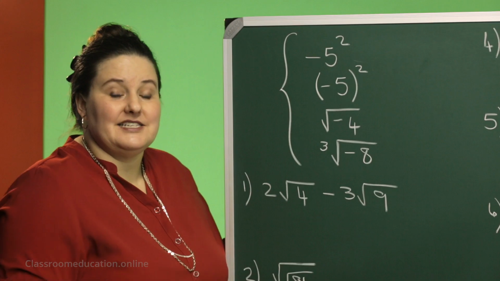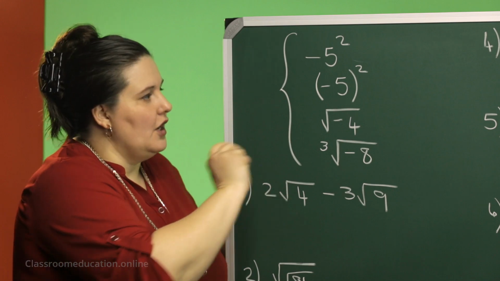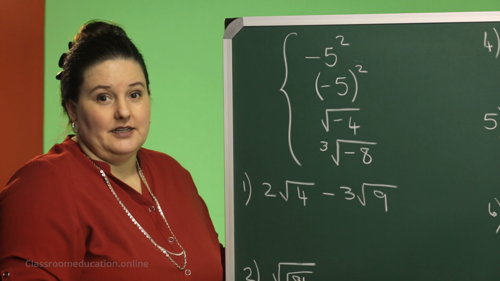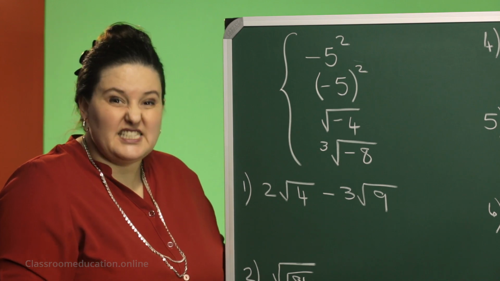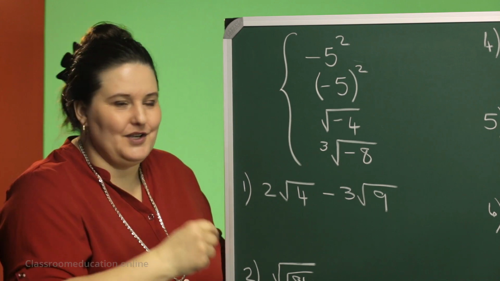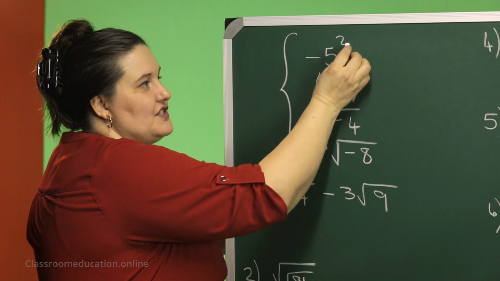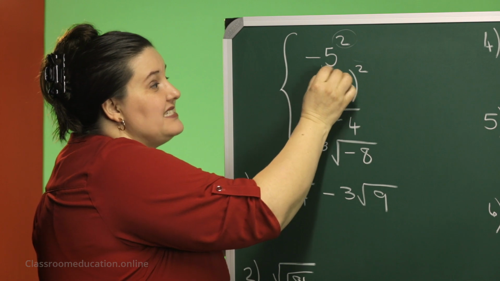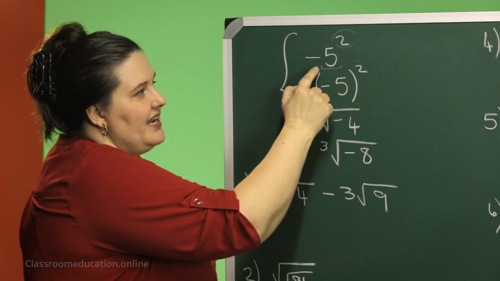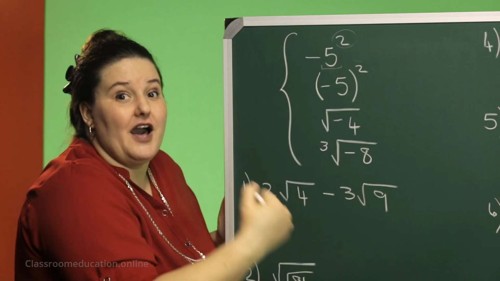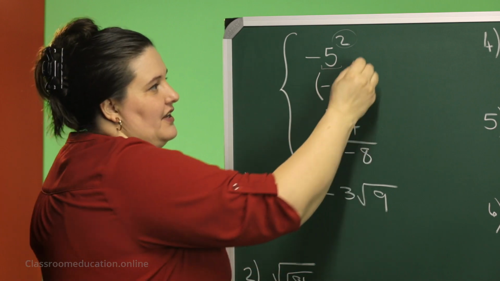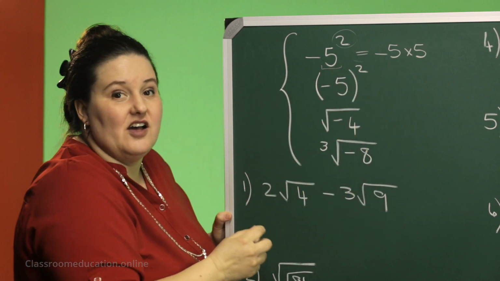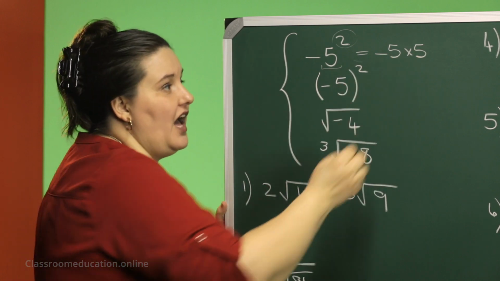I have -5 squared, and I have -5 in brackets squared. So what's the difference? Is there a difference? Let's have a look. I have -5 squared. This squared is only there with the base 5. So I need to say it's -5 times 5, and the answer will be -25.